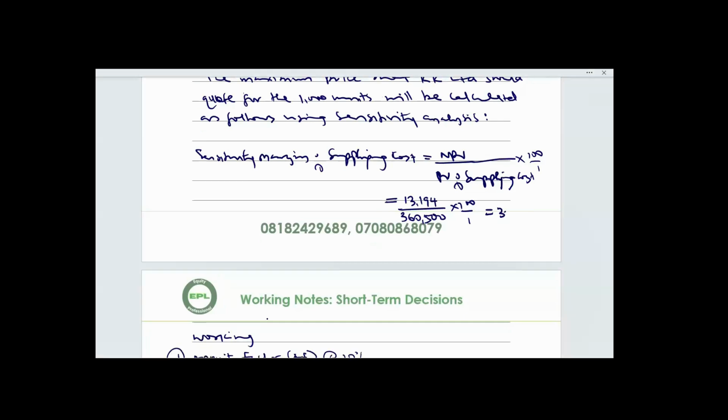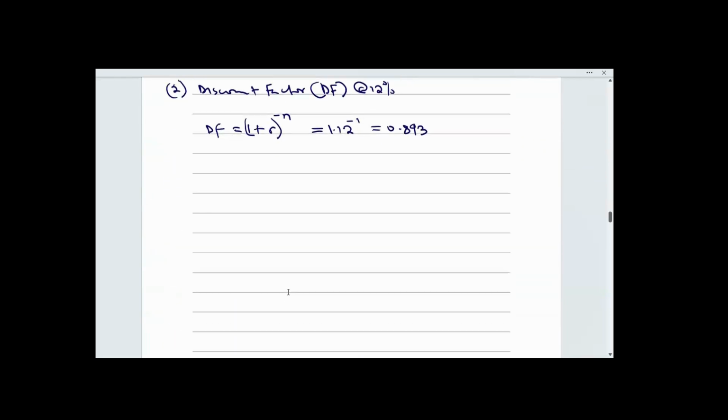So this 3.66% is the tolerable extent to which this savings of 13,194 can accommodate any change in supplying cost. So the supplying cost of 100 naira per unit can reduce further by 3.66% in order to be indifferent. So let me continue from here.